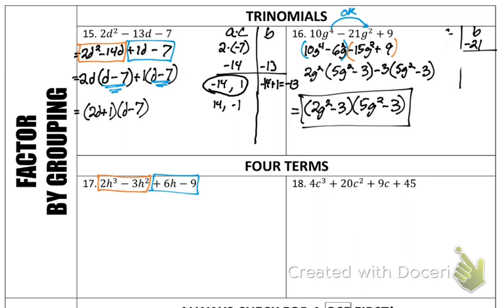I can't pull anything out besides 1, but I have h cubed and h squared. I can pull out the smaller one, which is h squared, which is going to leave me with 2h cubed divided by h squared. 3 minus 2 is h to the first. Minus 3, h squared divided by h squared is 1, so we just have a negative 3. Looks like a 6 and a 9, I can pull out a 3. So we have plus 3. 6 divided by 3 is 2h. Minus 3. I know it works because what's in the parentheses are equal to each other, so I can smoosh together that h squared and that 3. H squared plus 3 and 2h minus 3.